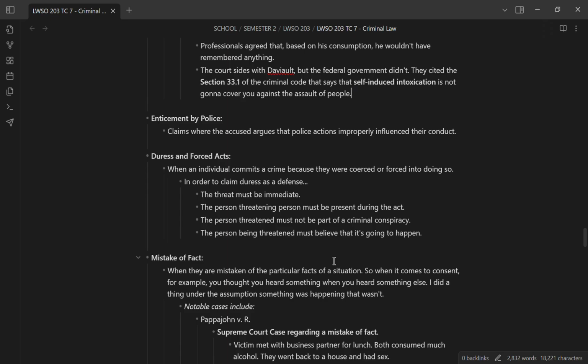Duress, that's the next one. We talked about this earlier. When an individual commits a crime because they were coerced or forced into doing so, that can be used as a defense. But in order to claim that, just like we were talking about earlier, the threat must be immediate. The person threatening the person must be present during the act, so you can't leave the scene and go home and not call the police and do whatever they want you to do. The person threatened must not be part of a criminal conspiracy, so if you're a gang member being forced to do something by another gang member or of a rival gang, it doesn't matter. You can't be part of the gang or any other kind of criminal conspiracy for you to be able to use duress. And the person being threatened must believe that it's going to happen, and you have to prove these things.